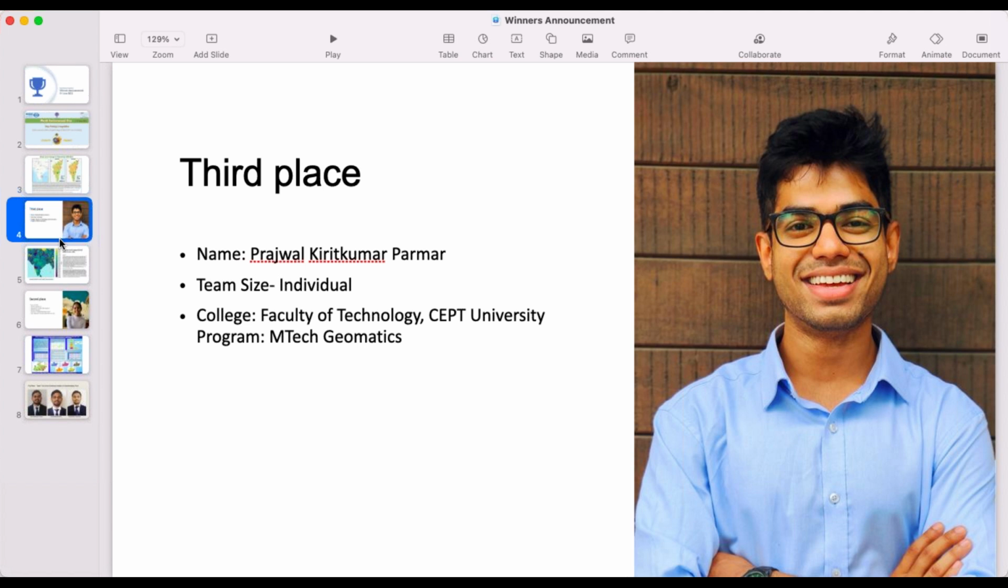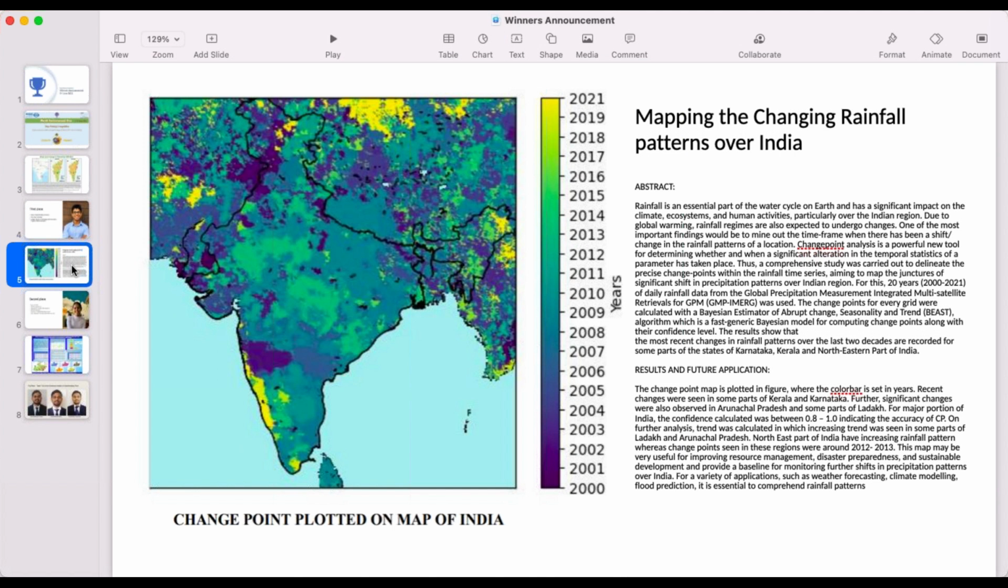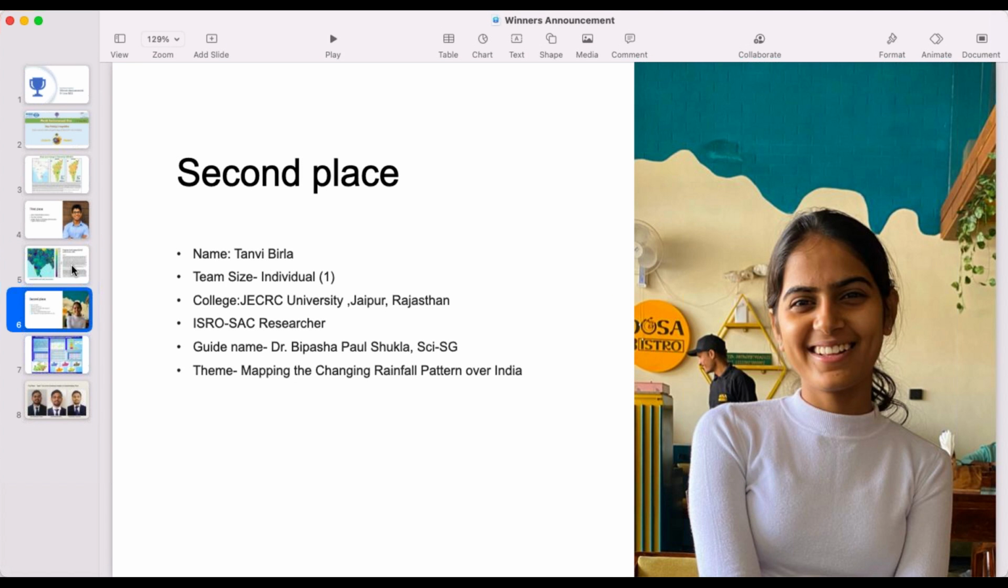I hope he is available. Yes, congratulations. Yes, please go ahead. The second prize goes to the poster titled Mapping the Changing Rainfall Pattern over India, and the entry was submitted by Tanvi Birla from ISRS-AC University, Jaipur, Rajasthan. She is also doing research at ISRO under Dr. Bipasha. And congratulations to Tanvi.